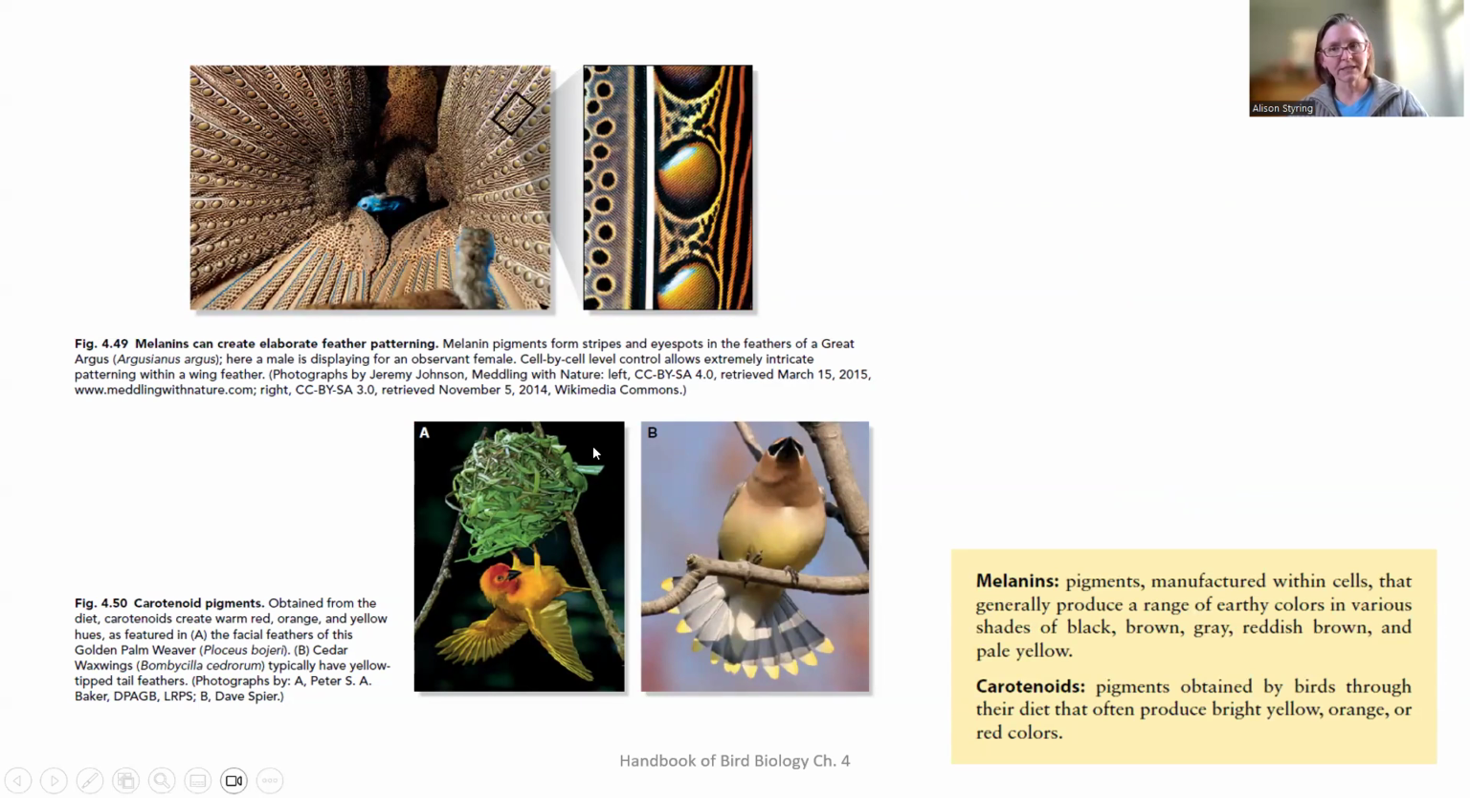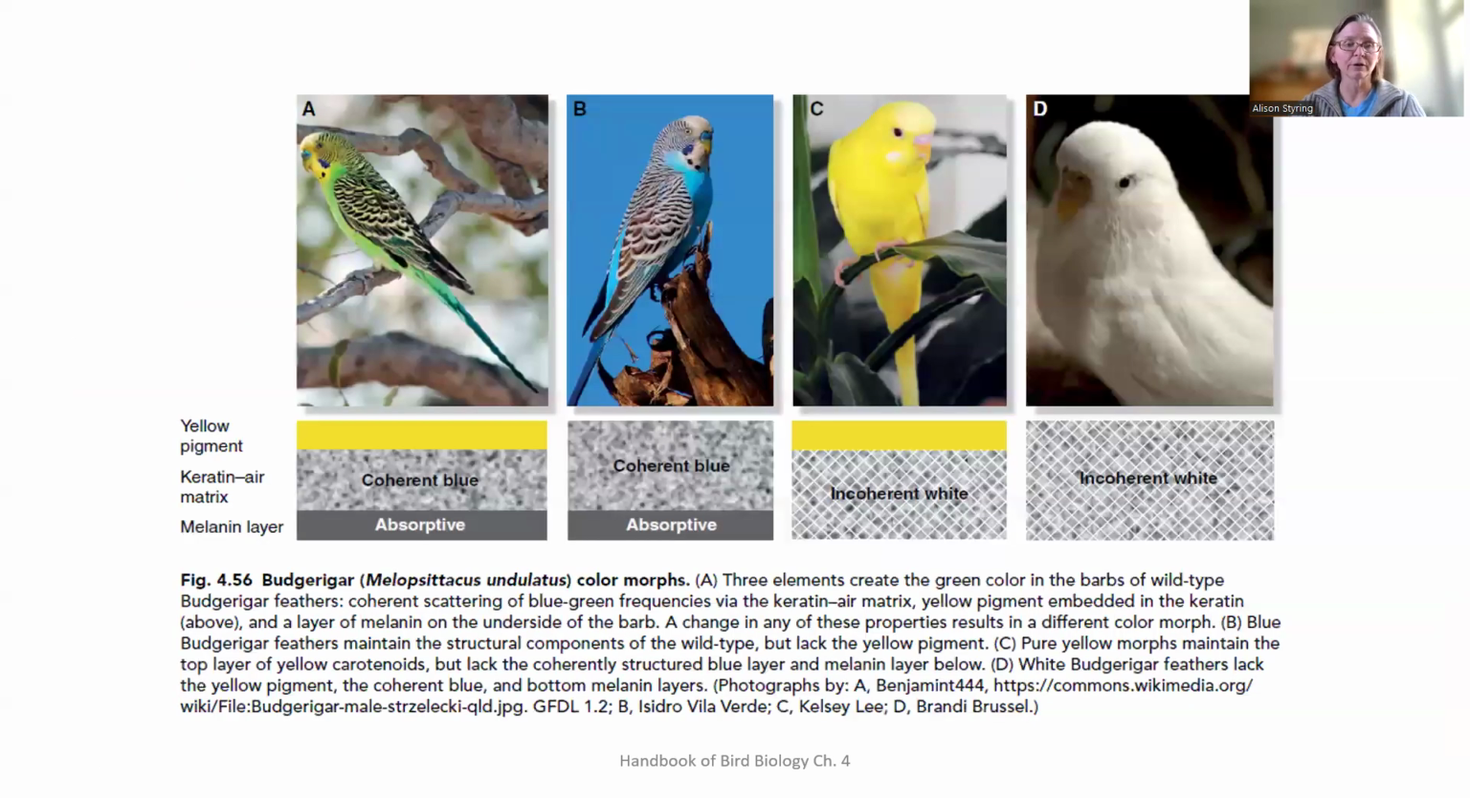Now there are other pigments that cause coloration in birds that are just not nearly as common or as obvious in the birds that we see from day to day. Carotenoids are responsible for bright yellows, like the yellow tail tip of a cedar waxwing, the yellow coloration of this golden palm weaver, and also the bright red colorations. Carotenoids are produced through the diet. The bird eats certain foods and it allows them to produce carotenoid colorations. Melanins are manufactured within the cells of the bird.